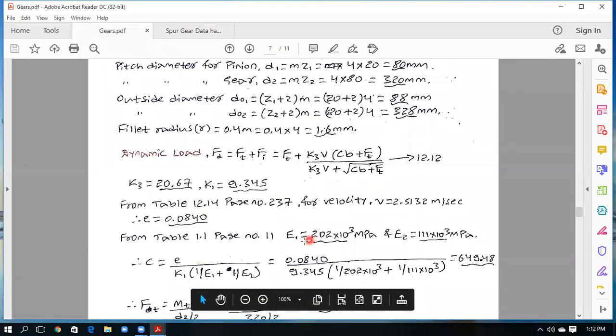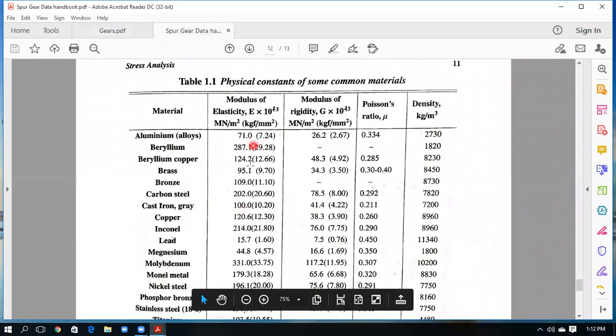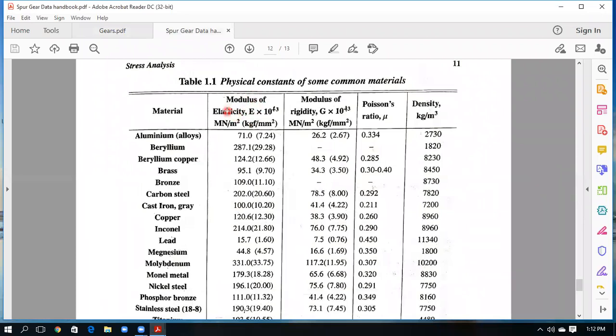The E1 we have taken as 202 and E2 is 111. This is Young's modulus, modulus of elasticity E. The material given for the pinion is carbon steel. Therefore, it is 202 into 10 raised to 4. Here you can see that modulus of elasticity is 10 raised to 4 mega Newton per meter square. It is 10 raised to 3 mega Newtons per meter square.